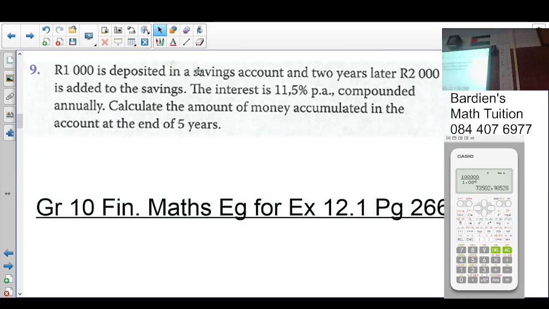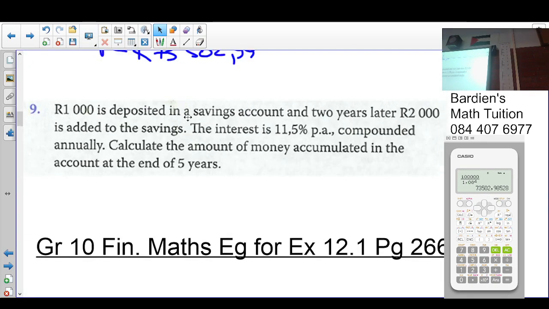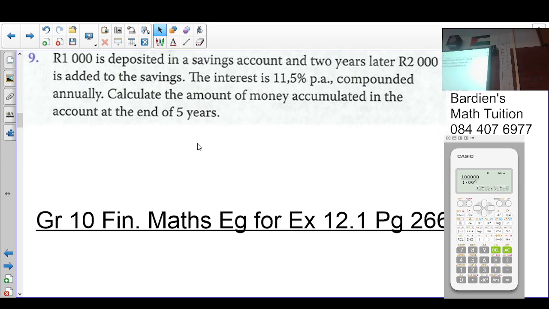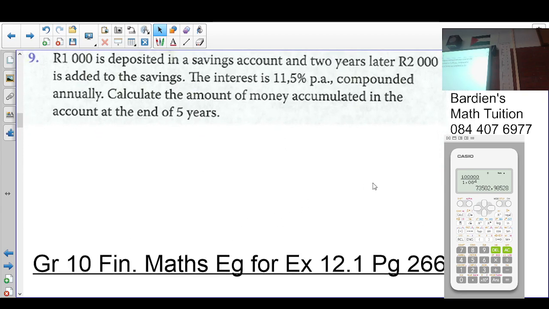Number 9. We are told that 1,000 Rand is deposited in a savings account and 2 years later, 2,000 Rand is added to the savings account. The interest is paid at 11% per annum compounded annually. Calculate the amount of money accumulated in the account at the end of 5 years. So what I'm going to do is first consider the 1,000 Rand for 2 years.